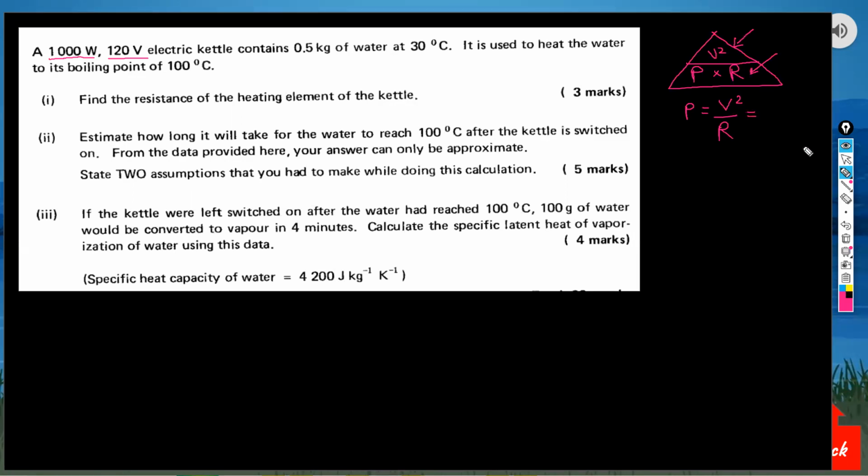Right. Okay, some of you say you want to work it out. All right, I'll give you a few seconds. Remember, you're trying to find the resistance, so it's V squared divided by P. So resistance is V squared divided by P. Take a few seconds and send the answers.